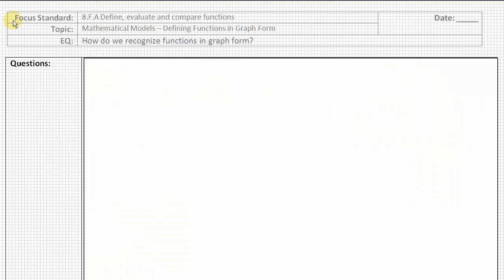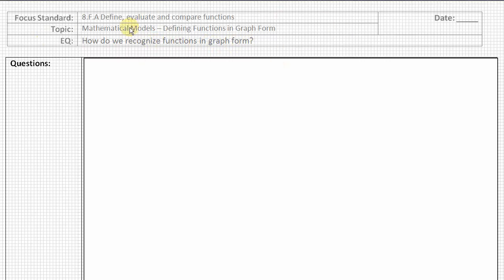For today's lesson, our focus standard continues to be from grade 8, Functions, Standard A: Define, Evaluate, and Compare Functions. Our topic today still comes from Mathematical Models, Defining Functions in Graph Form. Our essential question is, how do we recognize functions in graph form?